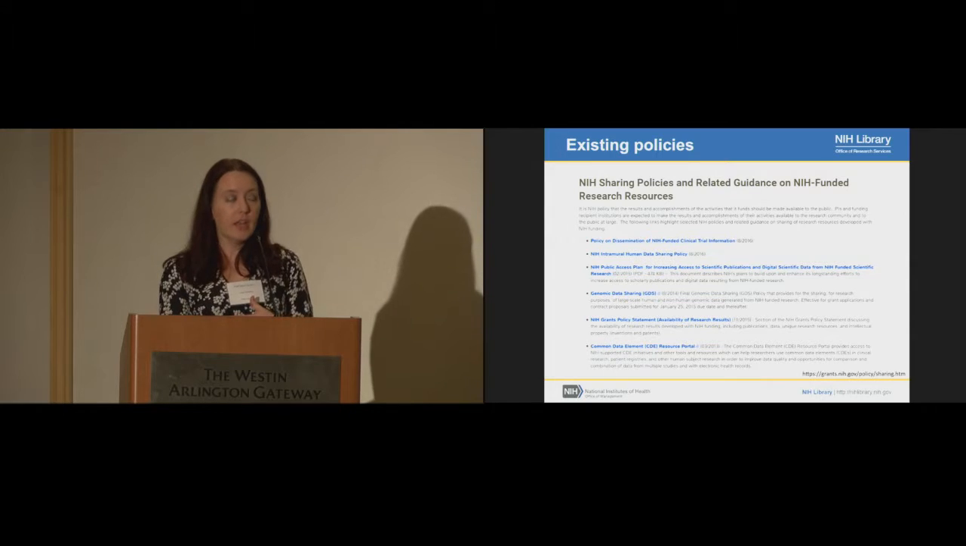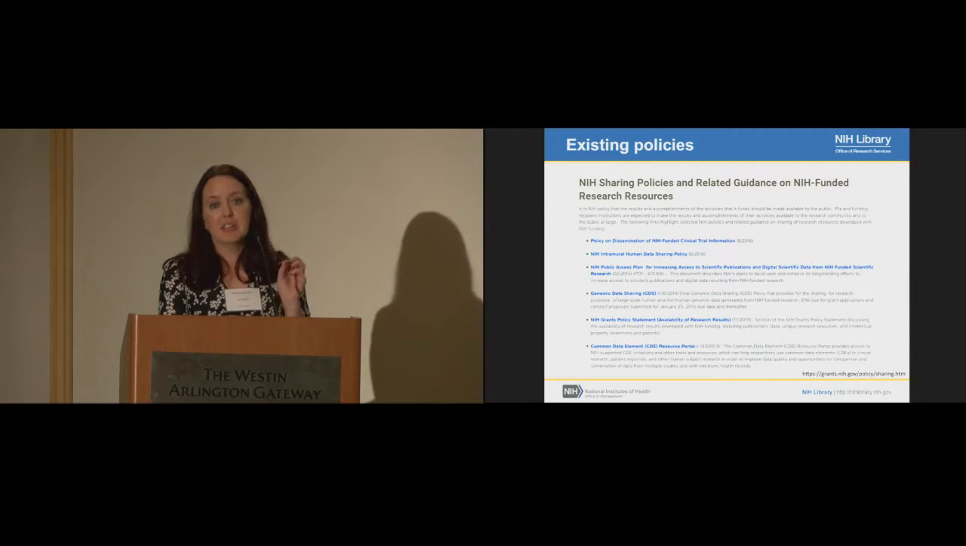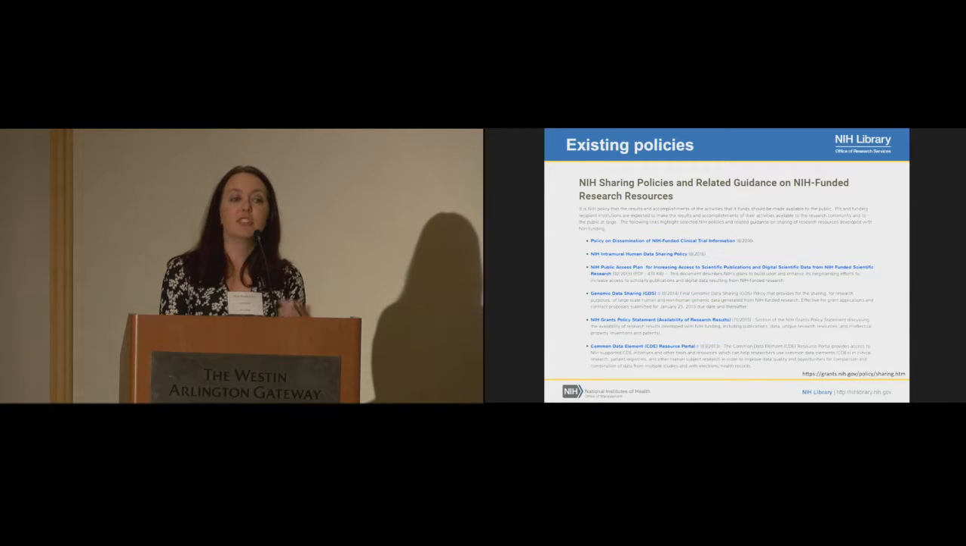So I did want to highlight a few existing policies. As I mentioned, we do have 27 institutes and centers, and although we are funding biomedical and life sciences specifically, we have a lot of different science within those 27 institutes. Some fund very specific disease areas, like the National Institute on Allergy and Infectious Diseases. Some fund body systems, like the National Heart, Lung, and Blood Institute. Some fund broad areas of research, like the National Institute of Nursing Research.